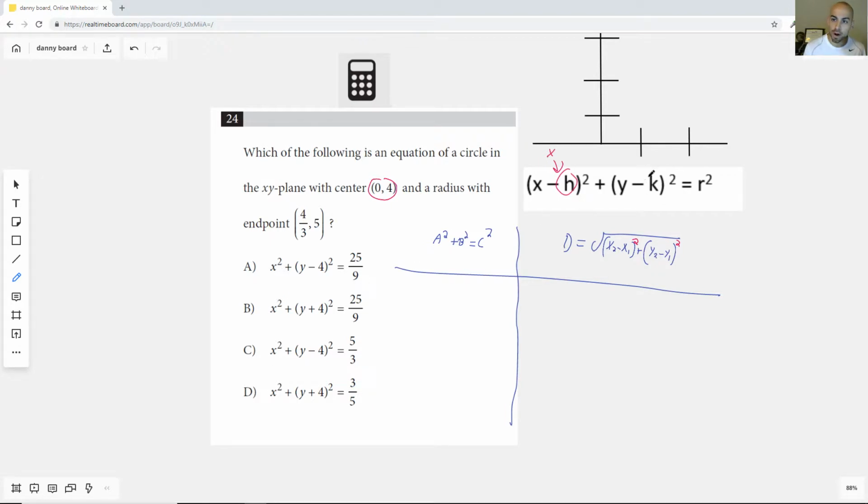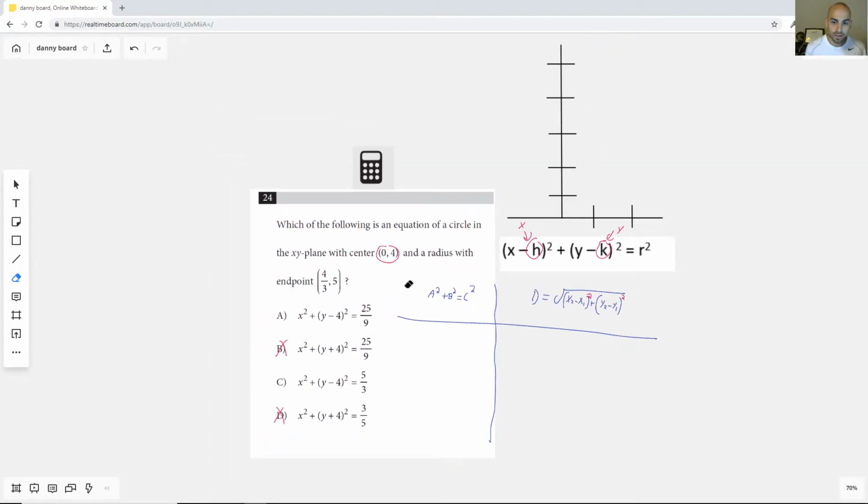But then y minus k, the k represents the y-coordinate of the center of the circle, which is 4. It's a positive 4, but the equation has you do y minus that value, so this becomes y minus 4. That automatically eliminates B and D. It would have been B or D if the center was (0, negative 4), because y minus negative 4 is y plus 4. So we're at least down to A or C.